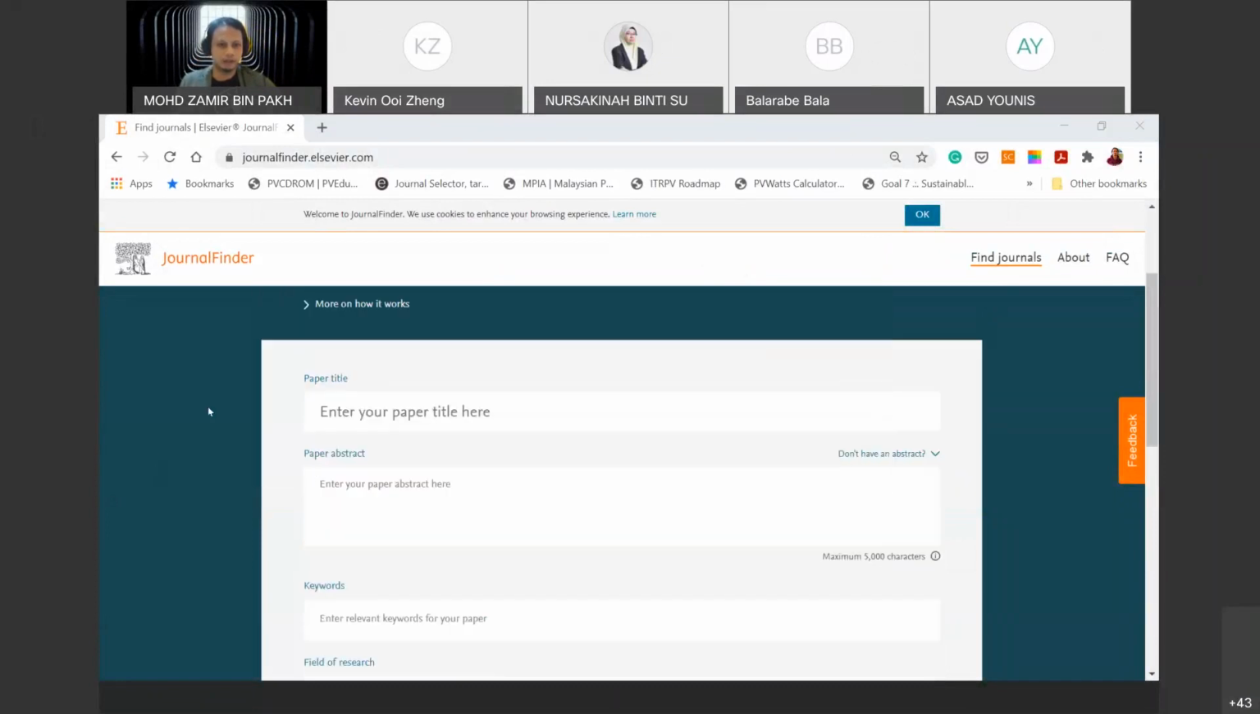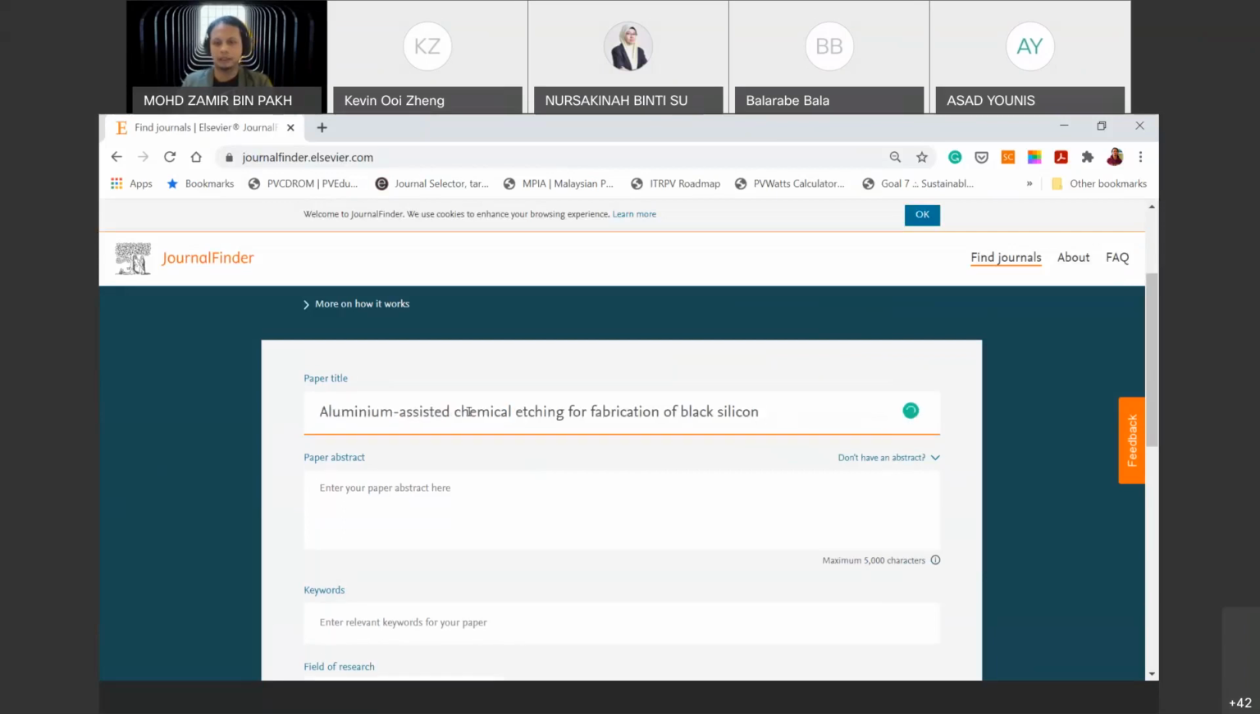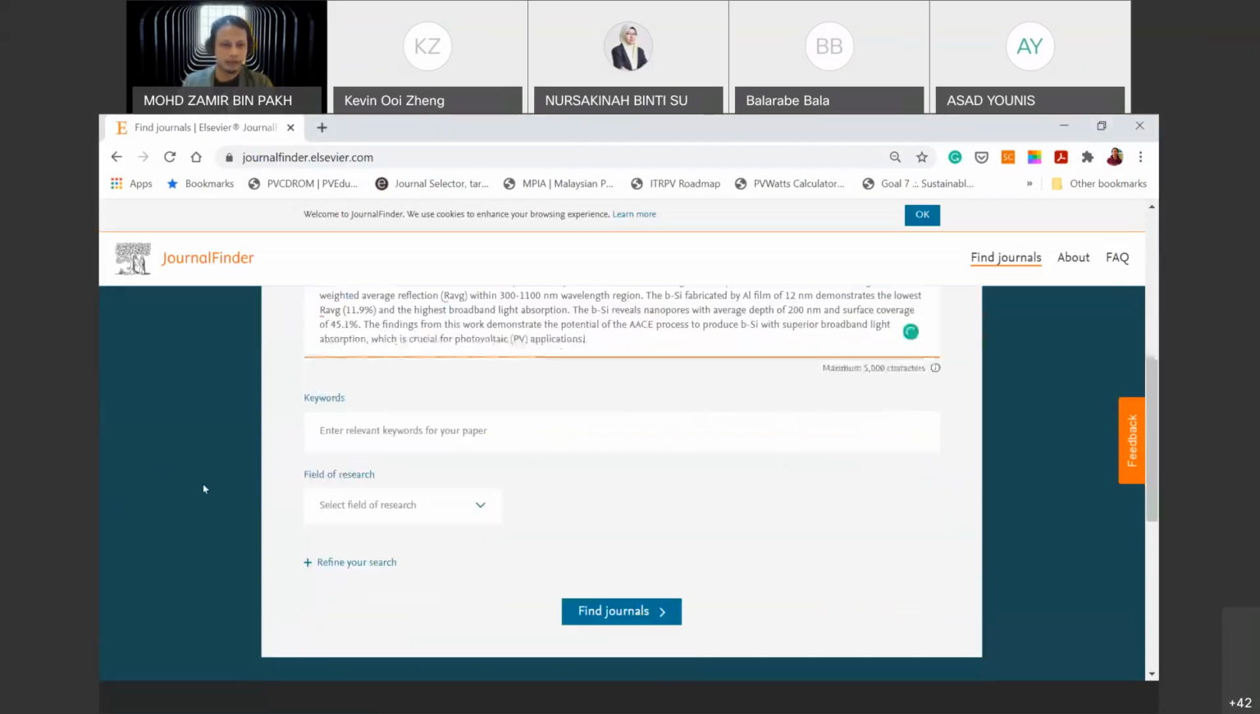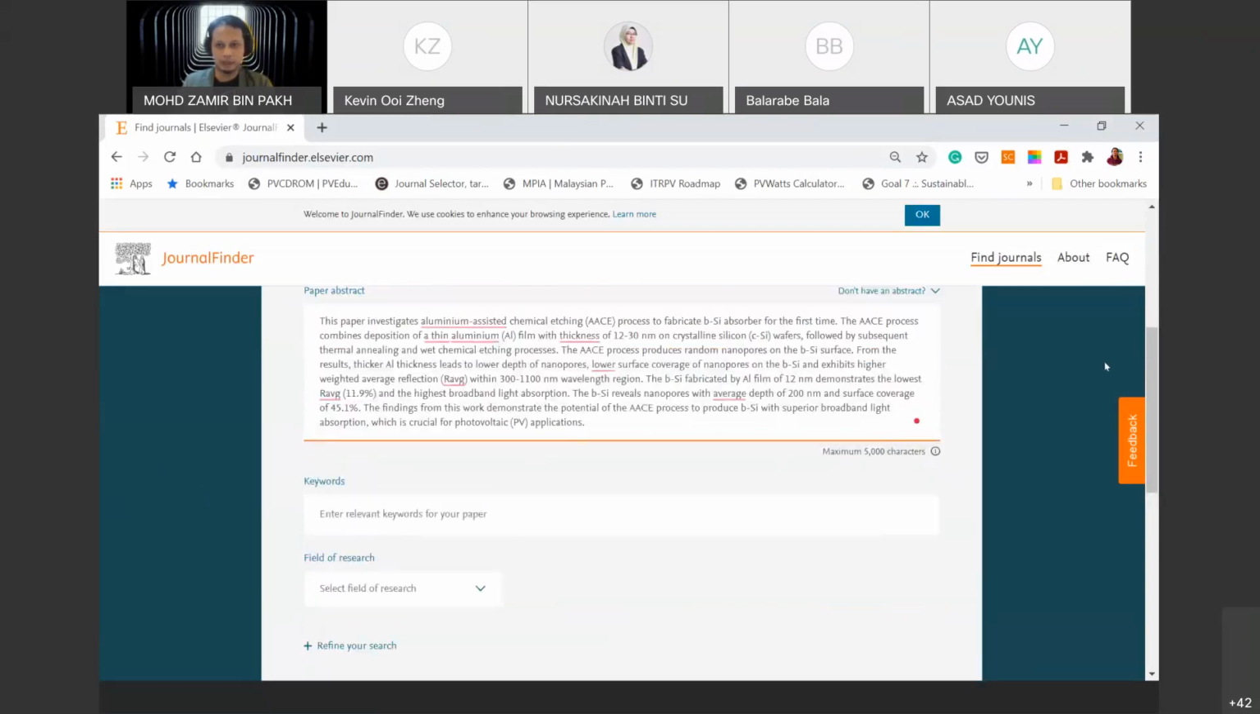So this one is by Elsevier. So what you can do is, let me just copy paste my title from my previous paper just to demonstrate. Okay, so now I paste my latest paper just accepted last week, aluminum assisted chemical etching for fabrication of black silicon. Then I'll paste the abstract as well. Okay, hold on, yeah. So that's the abstract.